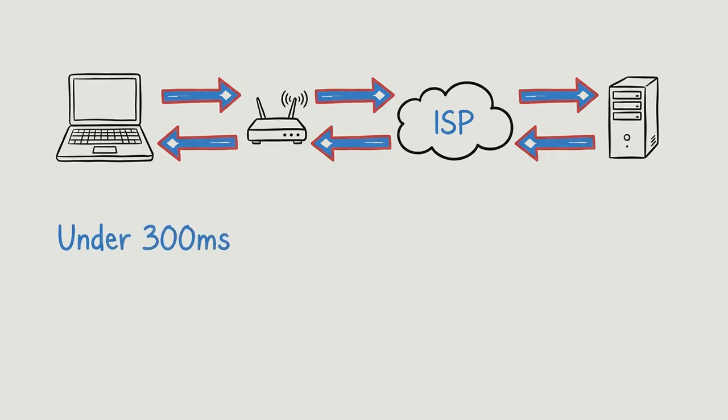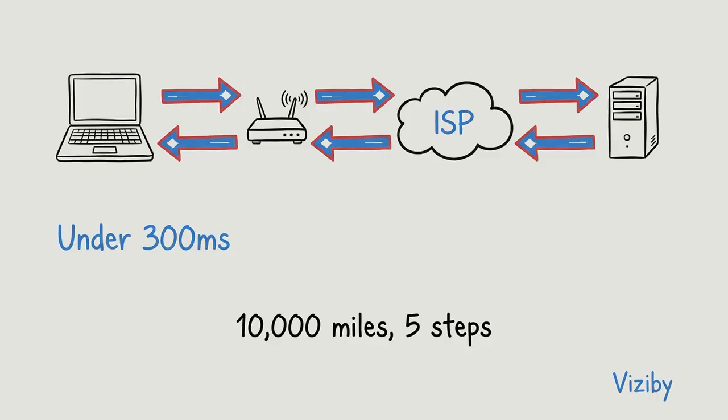All of that usually takes under 300 milliseconds. 10,000 miles, 5 main steps, about 0.3 seconds every time you click. Now you see it. Which part surprised you the most, the DNS lookup or the packets taking different routes?